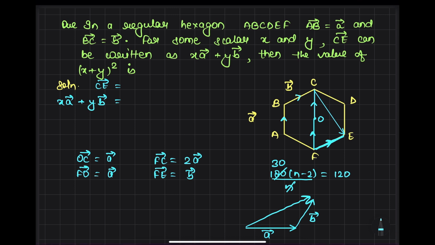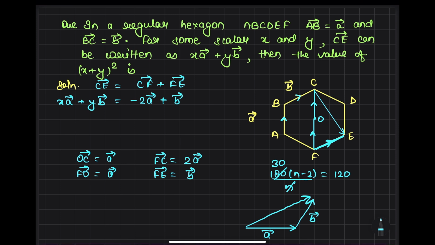If we reverse, I will write, can I write vector CF plus vector FE? Just think about it. So CF means starting from C going to F, ending at F. And the next vector starts from F. So this is correct. You know that vector FC is 2a. So vector CF will be what? Minus of that one, minus 2a. And FE is vector b.